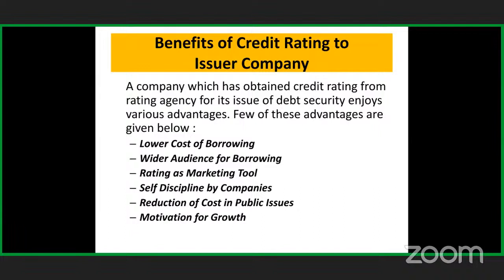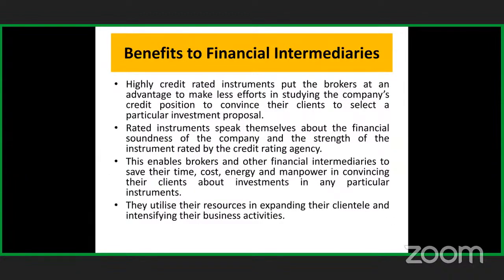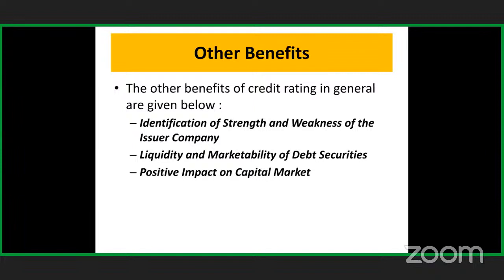Self-discipline by companies, right? That is self-explanatory. Reduction of cost in public issues. So whatever money we are going to spend will be more valuable when I go for public issues or equity investment. This is a motivation for the growth and development of the company. So far as financial intermediaries, they also get the benefit. The brokers and all also take the benefit through this credit rating. Then other benefits like identification of strengths and weaknesses of the issuer companies, a short SWOT analysis: strength, weaknesses, opportunity, and threat. So you can identify the issuer companies' strengths and weaknesses. Liquidity and marketability of debt security, and it also has a positive impact on the capital market.